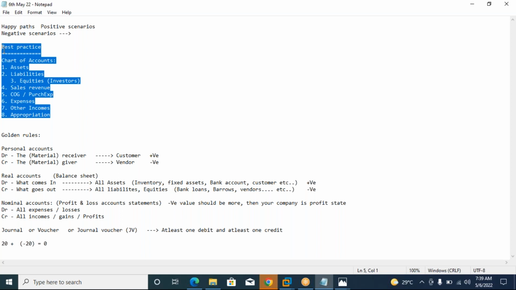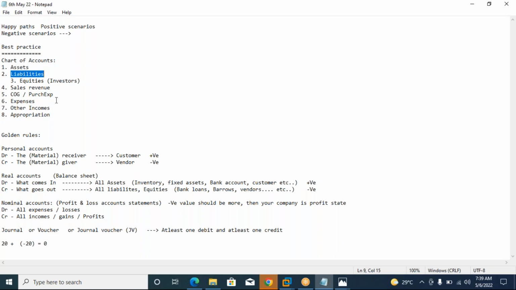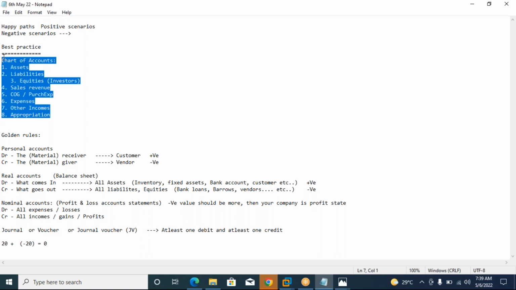Like car driving, you need to stick to one way: 1 assets, 2 liabilities, 3 equities, 4 sales revenue, 5 cost of goods, 6 expenses, 7 other incomes, 8 appropriation. You need to learn in this manner. Once your learning is completed, whenever you are implementing, if the client says I don't want this, you can convince the customer that this is the best practice. Majority companies, majority countries, they are following this manner. You can convince.